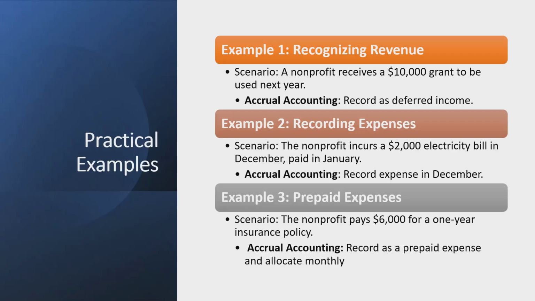Let's look at some practical examples. First, for recognizing revenue, if a nonprofit receives $10,000 to be used next year, it would record the amount as deferred revenue until earned in the following period. For recording expenses, if an electricity bill for $2,000 is incurred in December but paid in January, the expense would be recorded in December under accrual accounting. Lastly, for prepaid expenses, if $6,000 is paid for a 1-year insurance policy, the payment would be recorded as a prepaid expense, with $500 recognized as an expense each month.